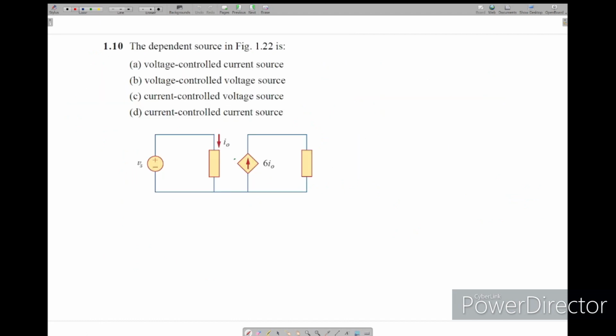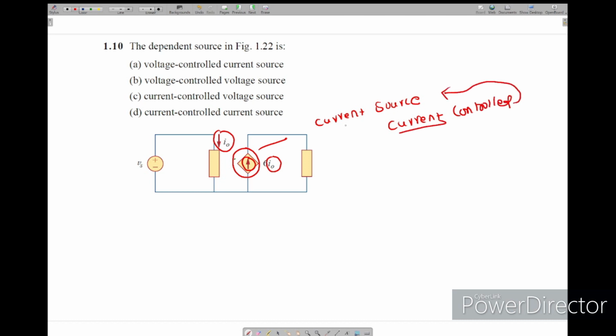Now we will see another type of question. What is the dependent source in the figure? Already I explained earlier, this triangle represents the dependent source. This arrow represents the current, so this is a current source. And controlled by whom? This I0. What is I0? Current again. So totally it is a current controlled current source. D is the option. Just see which is the current source or voltage source and the controlled variable.